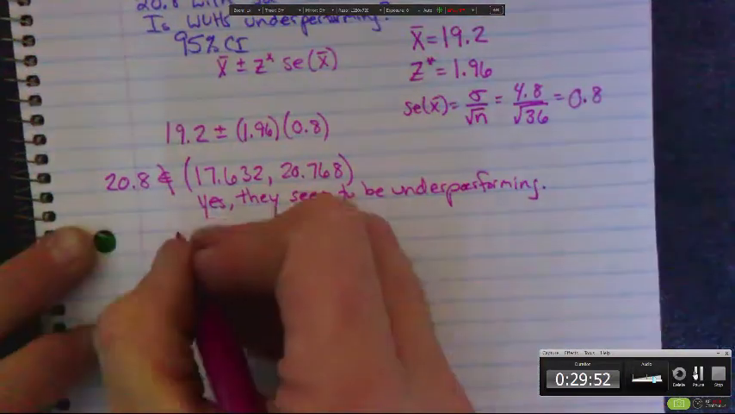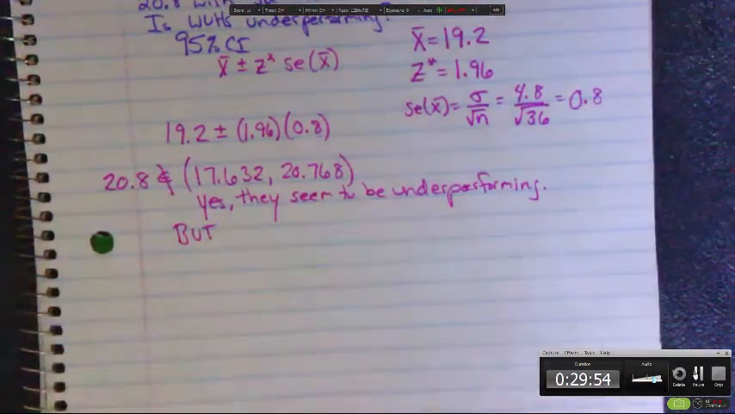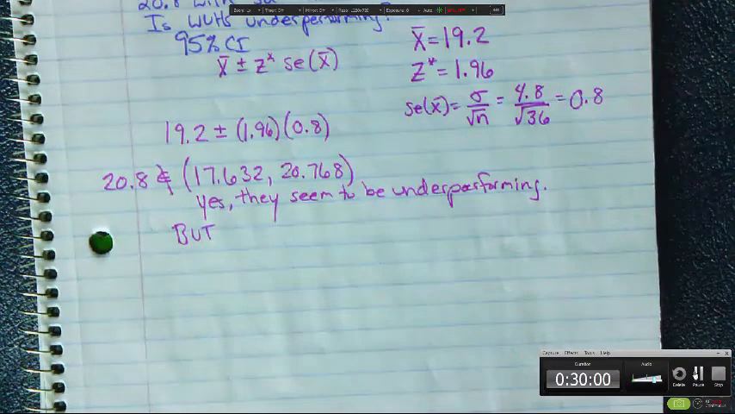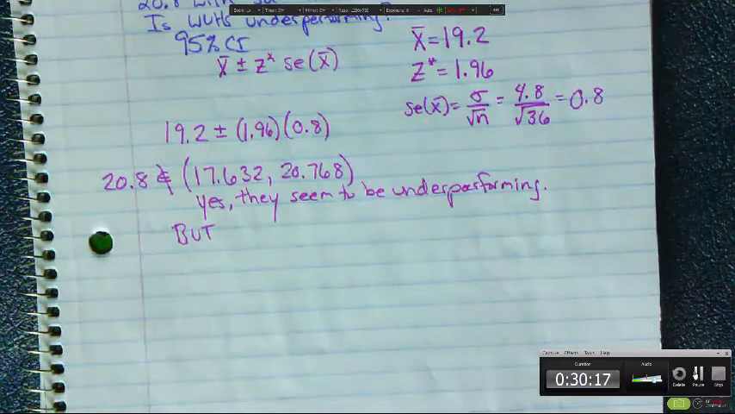So if we use the Z critical as 2, we'd get a 20.8. Yeah, so if you use Z critical as 2, you will get 20.8 in there. So if you did a 99%, no, 99% makes the confidence interval bigger. If you did a 90% confidence interval, you could say I'm 90% confident, and based on that, West Union is not underperforming.